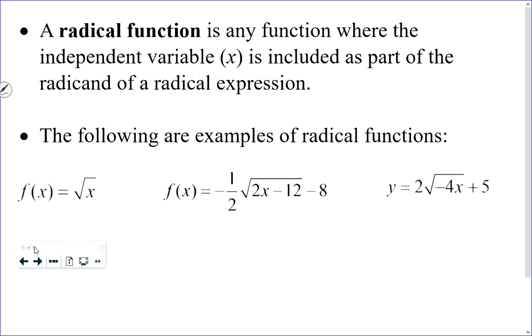F of x equals root x, or y equals root x if you like. Y equals negative 1/2 multiplied by the square root of 2x minus 12, and then minus 8. Sometimes when I write things, and you might want to get in the habit of doing this if you're writing for a written response, I extend this a little bit and I drop a little overhang down just to indicate that that's where it ends. Because sometimes you have to look very carefully at where it lines up when it's done in print. Or y equals the square root of 2 times the square root of negative 4x plus 5.